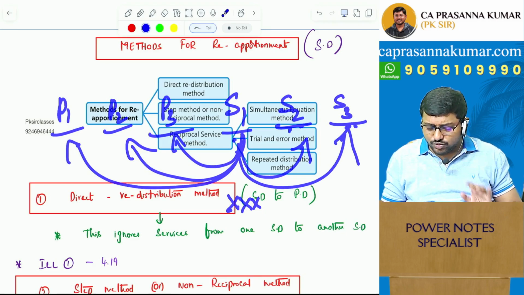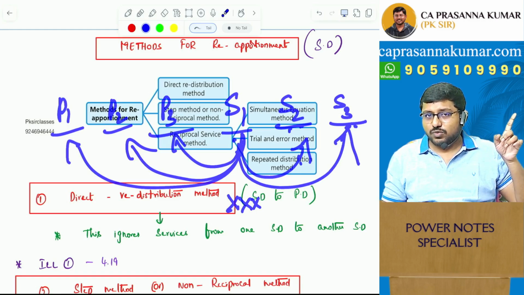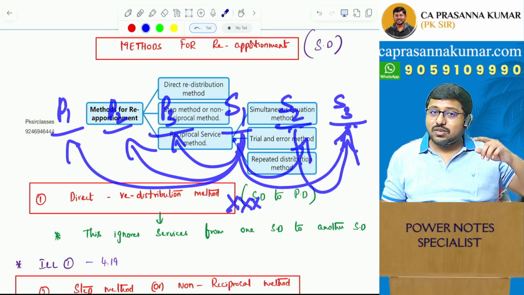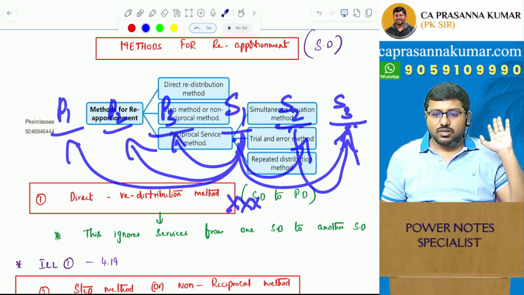Now what about S2? S2 has taken service from S1, therefore it cannot give back service to S1, okay? But S2 can give service to S3. Clear? Now because S3 has taken service from S1 and S2, it cannot give back service to either S1 or S2. You understand the point?